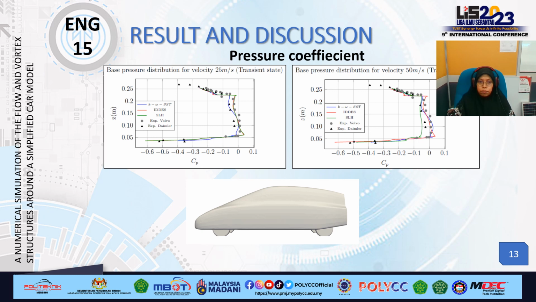We can see here the pressure distribution at the rear area of the car. For velocity 25 meters per second, only k-omega SST gives a not very accurate result, and for 50 meters per second, the SLH gives a different result, but IDDES gives the best result for both 25 meters per second and 50 meters per second.